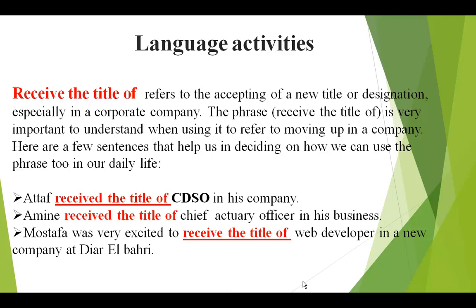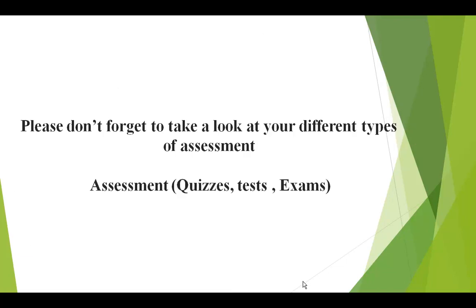Here are a few sentences that help us in deciding on how we can use the phrase in our daily life. For example, Attaf received the title of CDSO in his company. Amin received the title of Chief Actuary Officer in his business. Mustafa was excited to receive the title of Web Developer in a new company at Diyar Bahri.